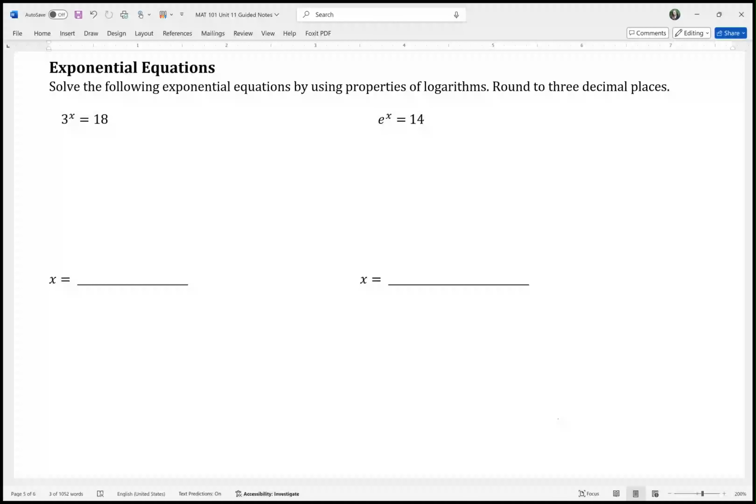Let's look at solving exponential equations. These are just two very simple ones, but I want us to learn how to do this using the properties of logs we've already learned. Looking at this first example, we have 3 to the x equals 18.